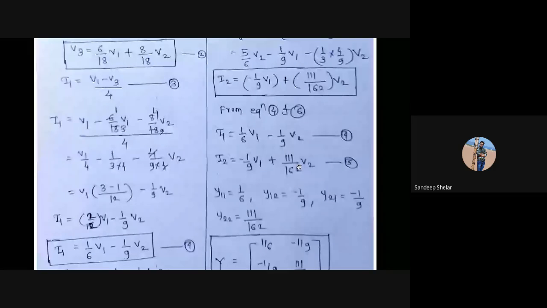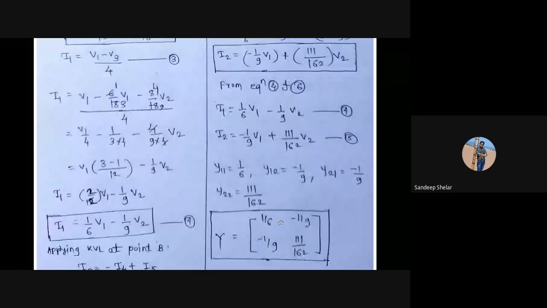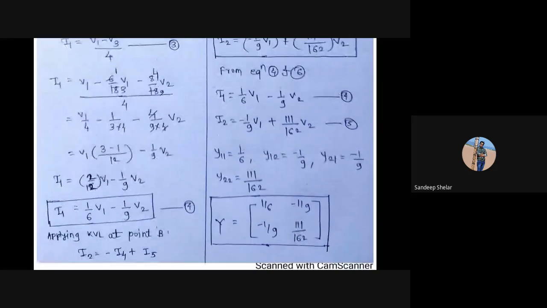These are the four admittance parameters of the above network. That is, Y is equal to [1/6, -1/9; -1/9, 1/162]. This is the admittance parameter. Then the next parameter is the hybrid parameter, that is, the H parameter.